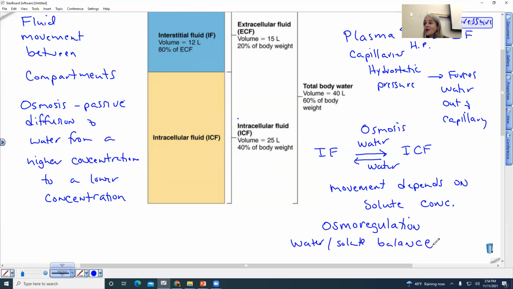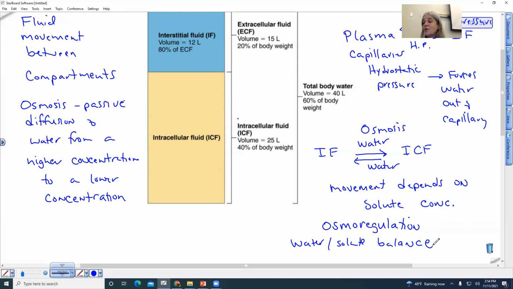So let's say that you are dehydrated. Your solute concentrations would be greater in your interstitial fluid. And so water is going to get sucked out of the cells. So in order to prevent that, your body senses that you are dehydrated and makes you thirsty. And so that thirst is a mechanism to try to regulate those solute concentrations so water doesn't get sucked out of the cells. And so that is really important.